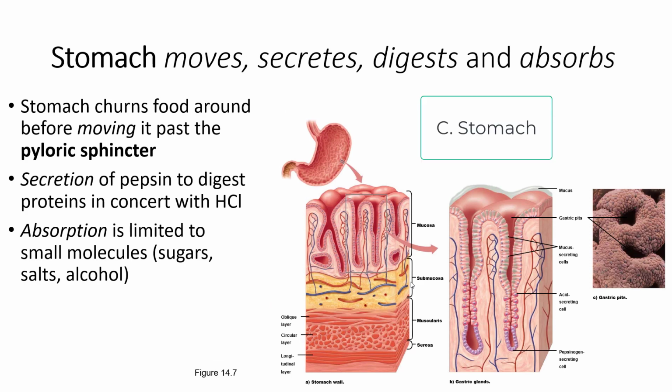The stomach moves, secretes, digests, and absorbs. This is a busy organ. The stomach churns food around before moving it past the pyloric sphincter, which separates the stomach from the small intestine. The secretion of an enzyme called pepsin, which digests proteins in concert with HCl, is essential for digesting proteins. Absorption here is limited to small molecules like sugars, salts, and alcohol, as well as a certain amount of water.